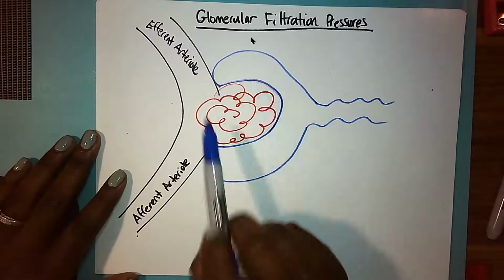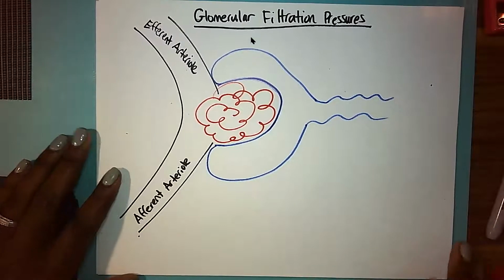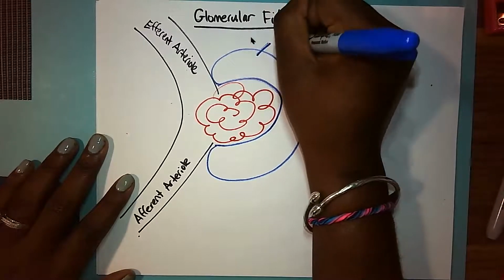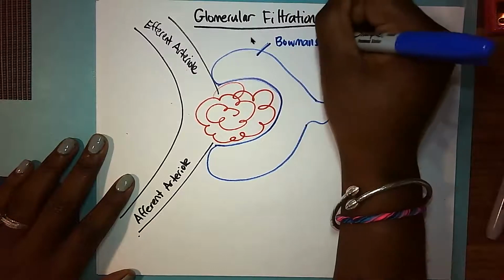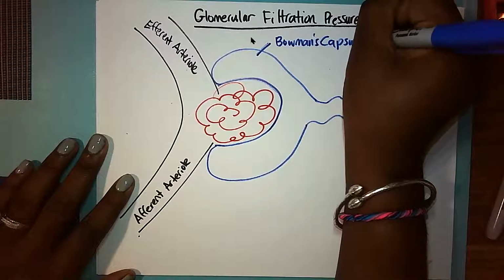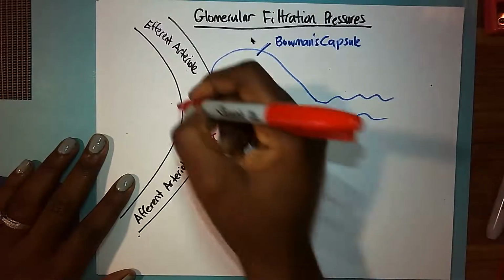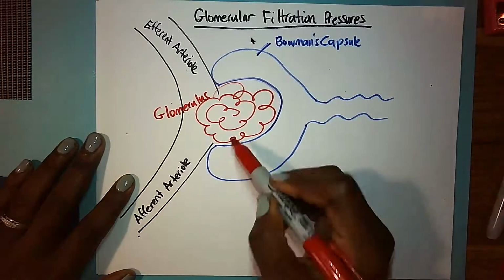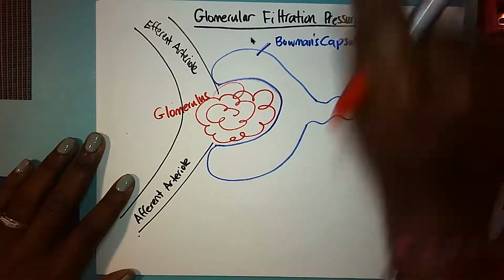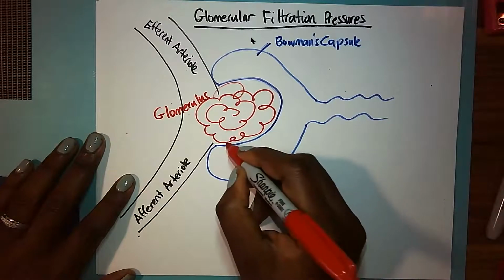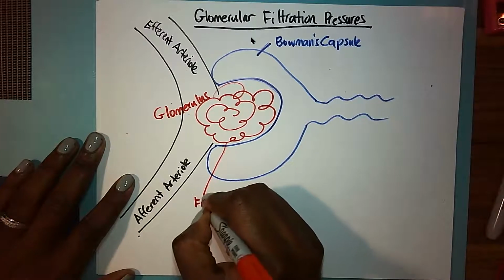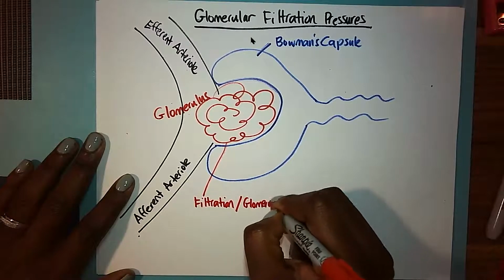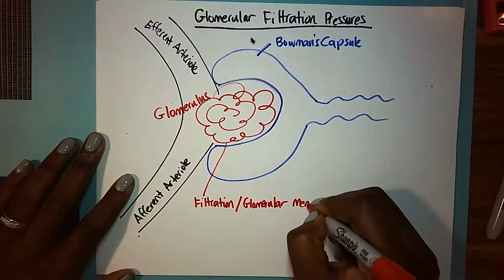So we're really focusing on what's happening across this filtration membrane. So let's label this out here for clarity. This is our Bowman's capsule. And this is the glomerulus. Okay. We spent some time describing the 3 layers of this membrane. So this is that filtration membrane that we were speaking about. So I'm just going to label it out here. Filtration or glomerular membrane.